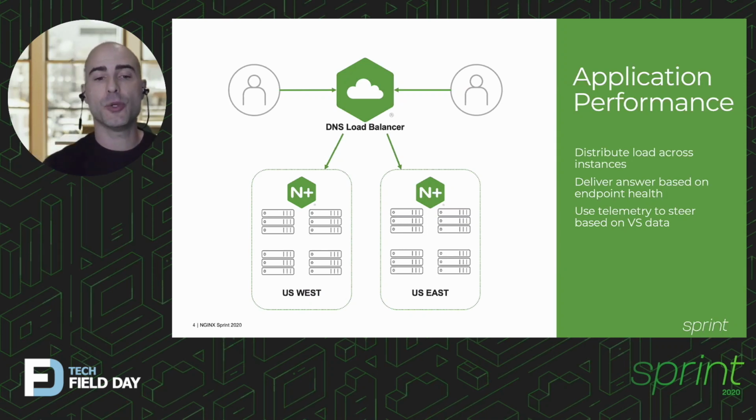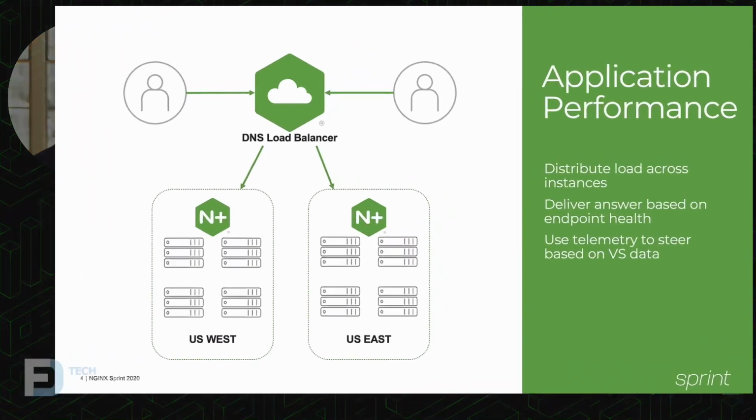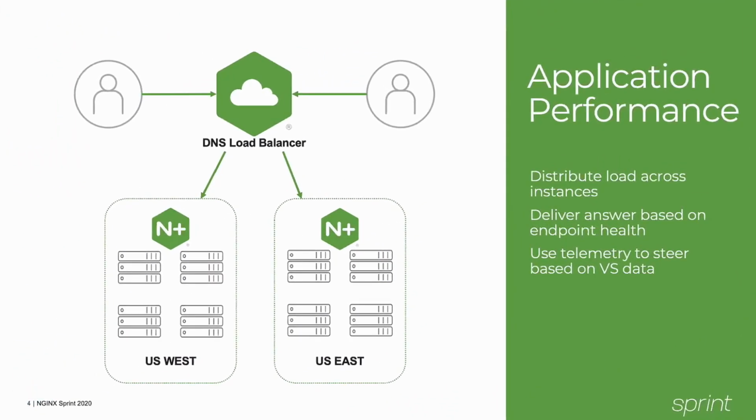By steering your users away from a non-responsive instance, the DNS Load Balancer is using something called global server load balancing, which eliminates or helps to eliminate downtime by making sure that we're not sending your users to an application server or an instance of your app that is actually down.